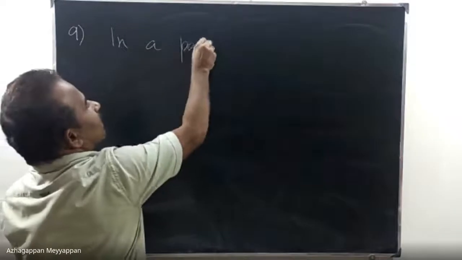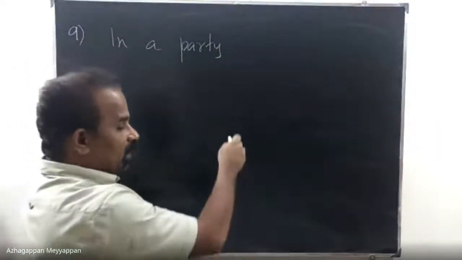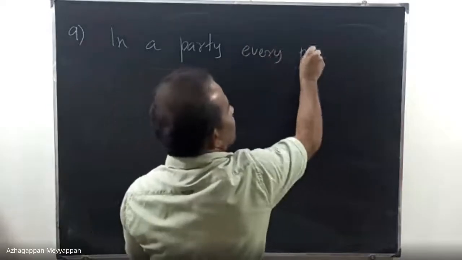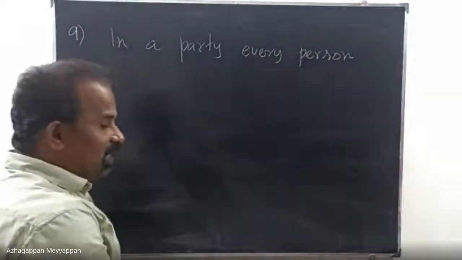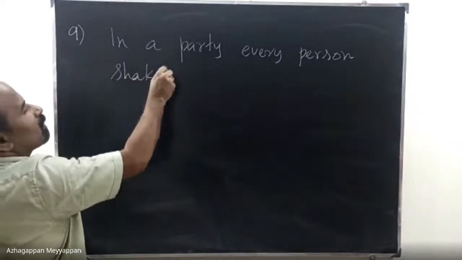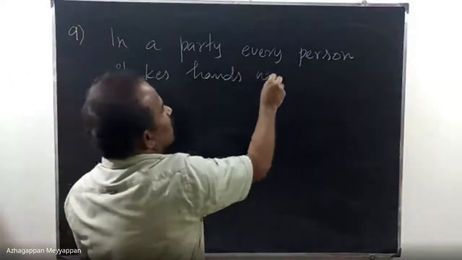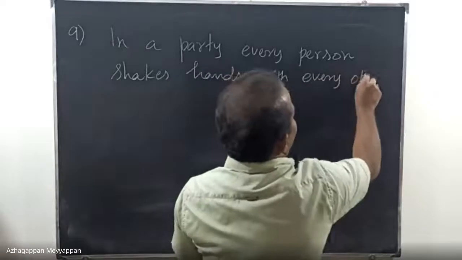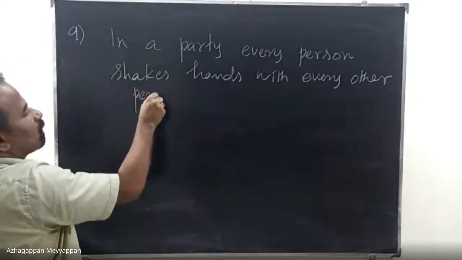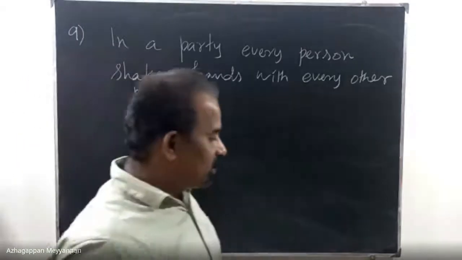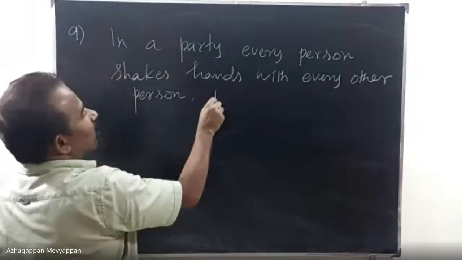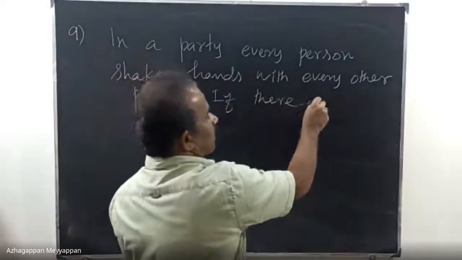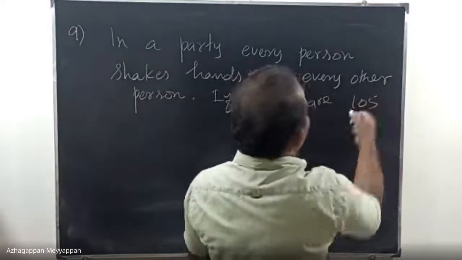The next question is also important. In a party, every person shakes hands with every other person. If there are 105 handshakes.